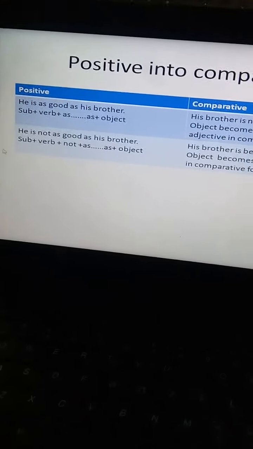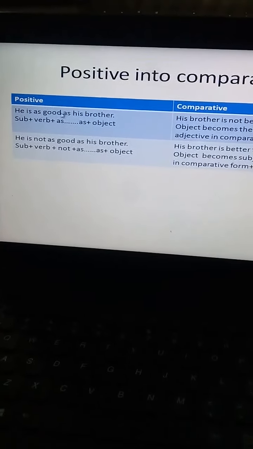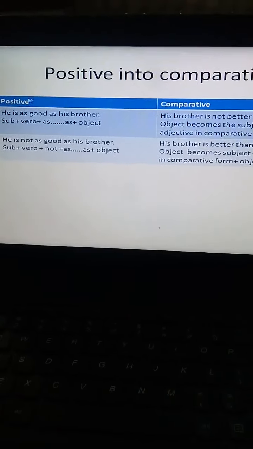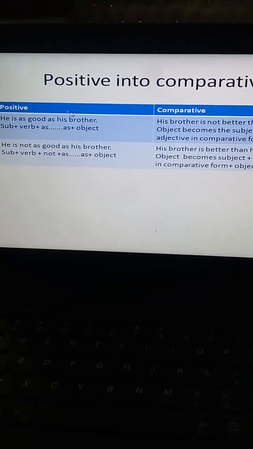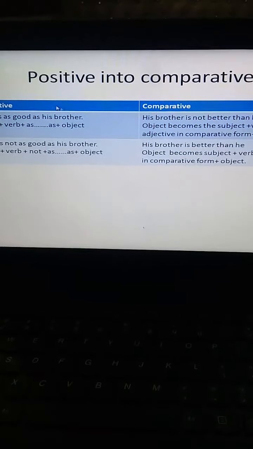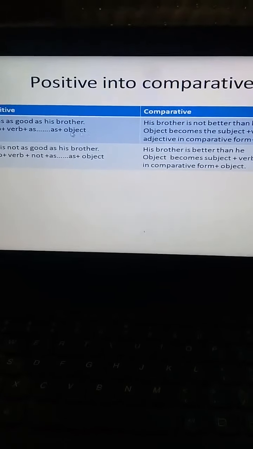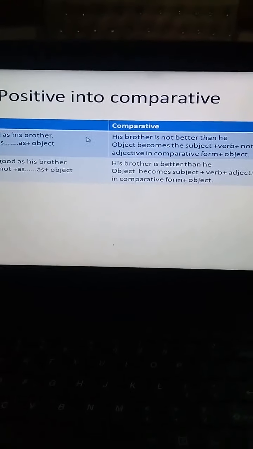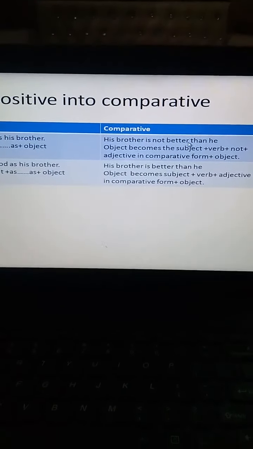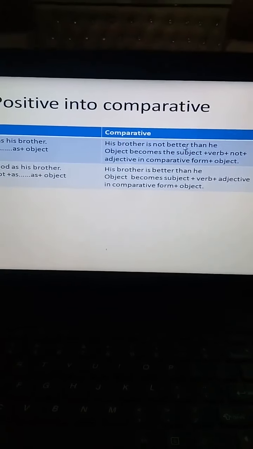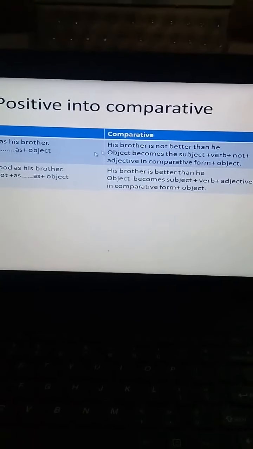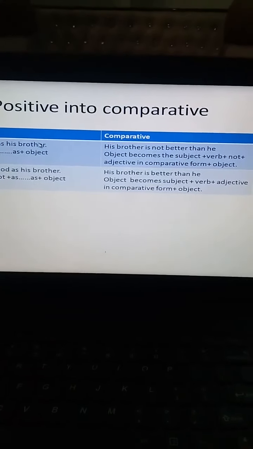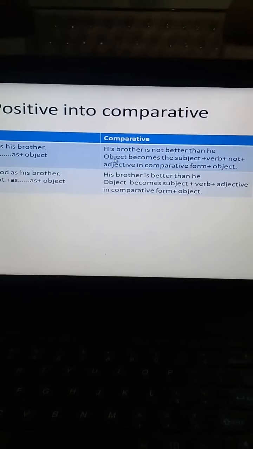Okay, just look at the example first. He is as good as his brother. Here, two persons are compared. That means the comparison is between two persons. Okay, in comparative degree, this sentence will be changed this way: his brother is not better than he. Here, his brother, the object in the first sentence, becomes the subject.